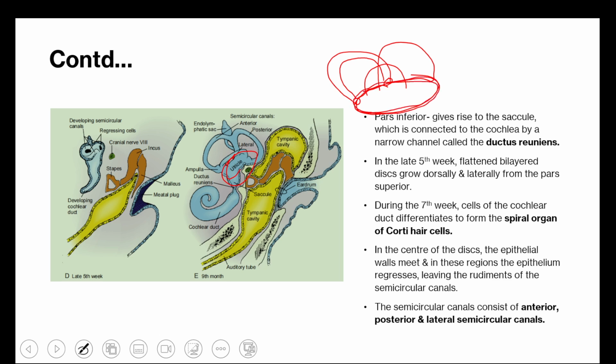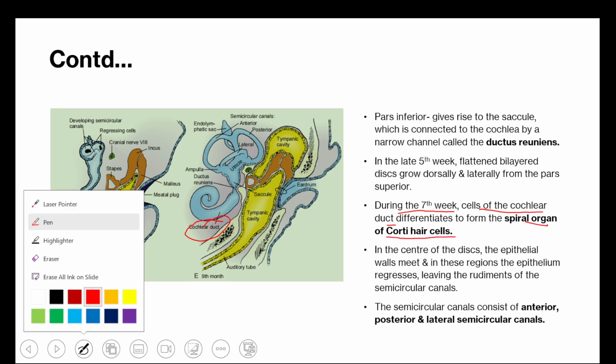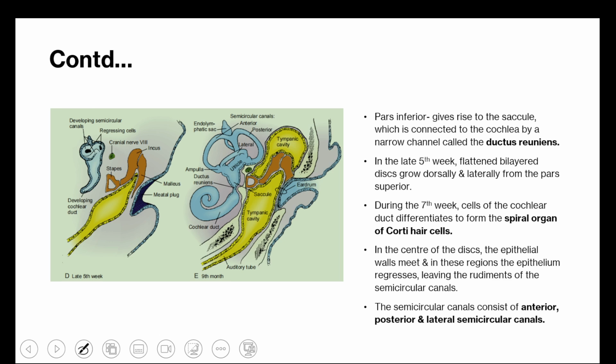Before the opening, one end of the semicircular canal will form a small expansion at each region, and that small expansion is called the ampulla, that is represented here. You can see that ampulla. And also you can see that during the seventh week, the cells of this cochlear duct will form the spiral organ of Corti, the hair cells, that will not regenerate throughout adulthood, and that will differentiate into the spiral organ of Corti hair cells.